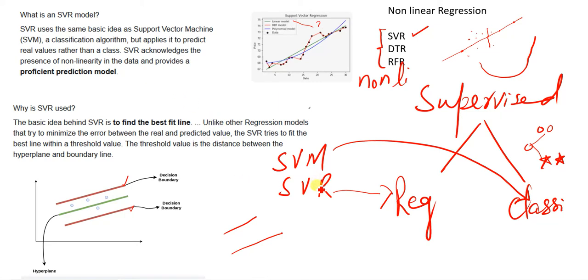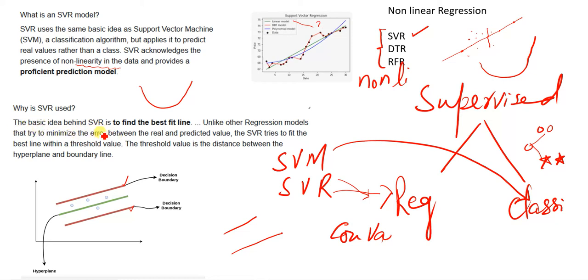So SVR we use for regression, and in regression we use continuous variables, and for SVM we use discrete variables. SVR acknowledges the presence of non-linearity. See, the focus is non-linearity. Our data will not be in a line, it will be in the form of a curve or arc, and SVR provides a proficient prediction model. The same thing is written here, but the wording is changed.